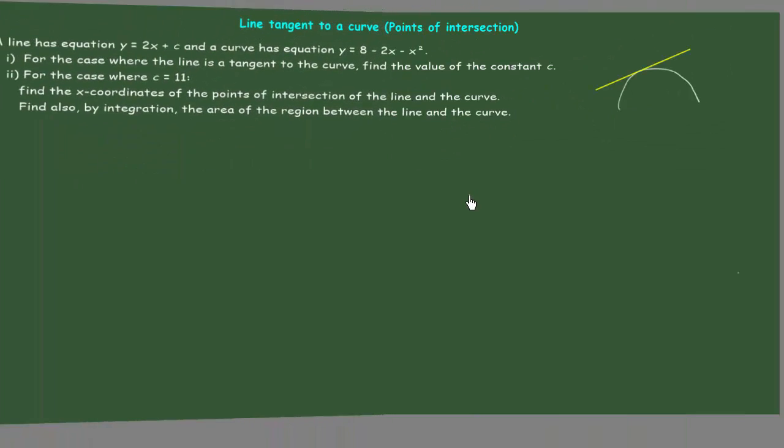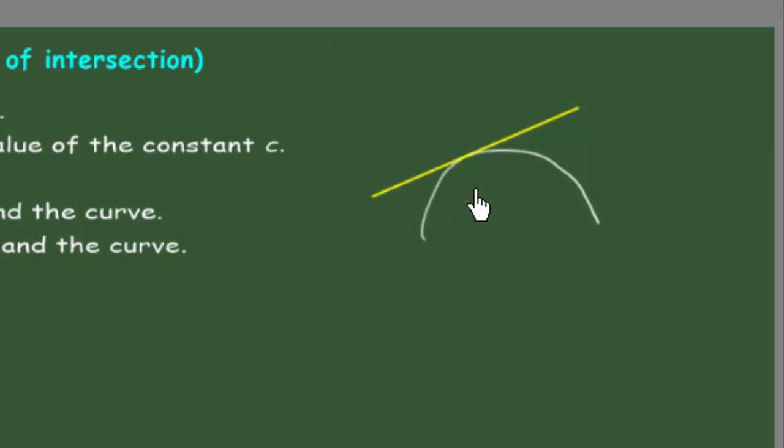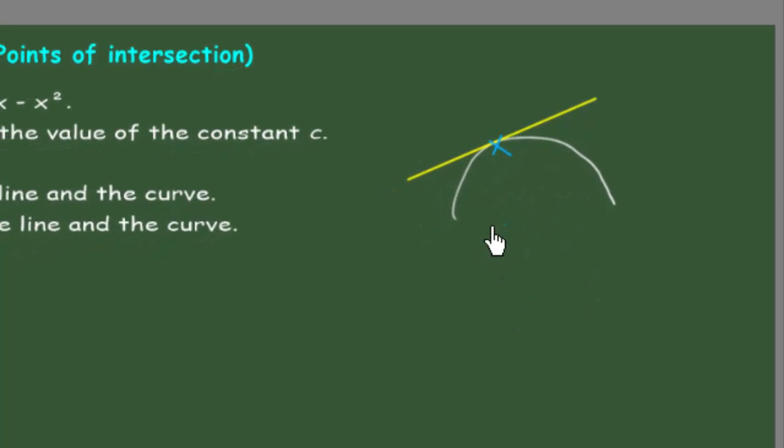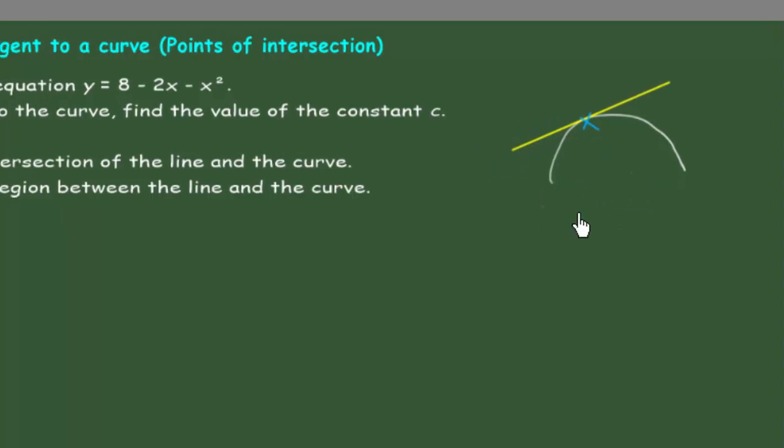To briefly illustrate that, when a line is tangent to a curve, it's something like this. This is the line in yellow and the curve in white. There is going to be a point of intersection between both, so we can put a point here that we can call P. That's why we have points of intersection here. It can be one or two, depending on where the line is meeting the curve.